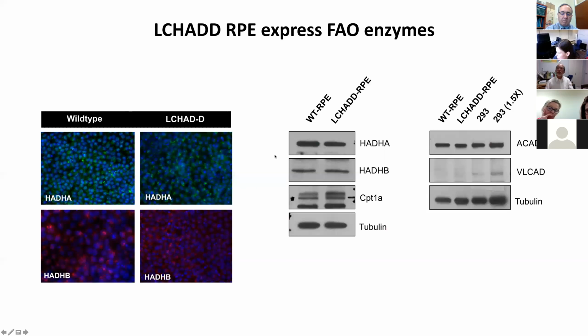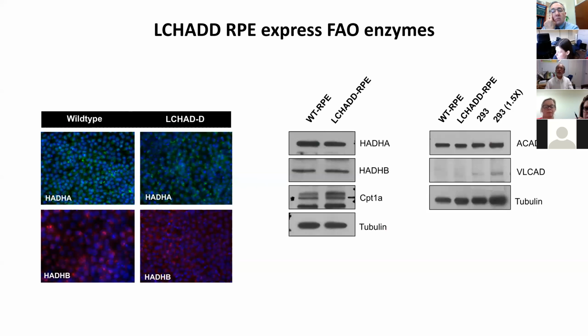Over here on the right, I'm showing you some Western blots where you can see again the MTP subunits are nicely expressed. I'd also like to point out that HADHA appears to be relatively stable in our LCHAD deficient cell line. And RPE are known to express the 1A isoform of CPT1, so that's this lower doublet here, I believe.